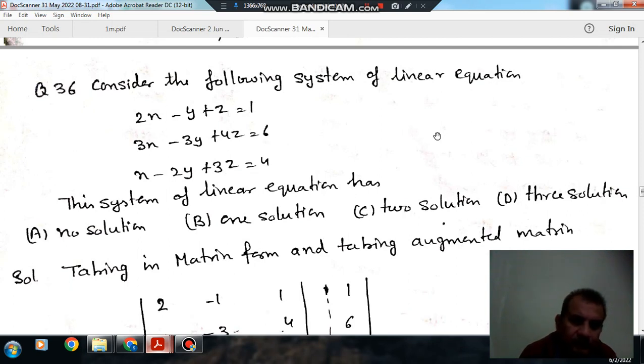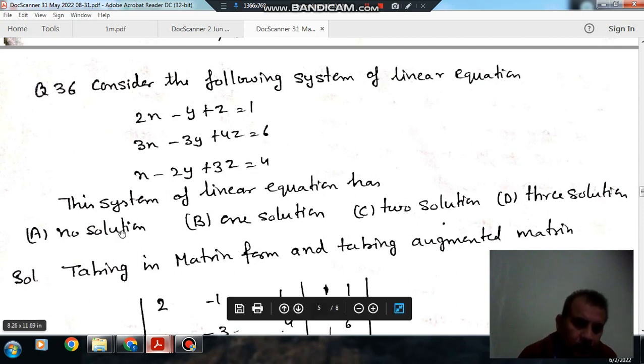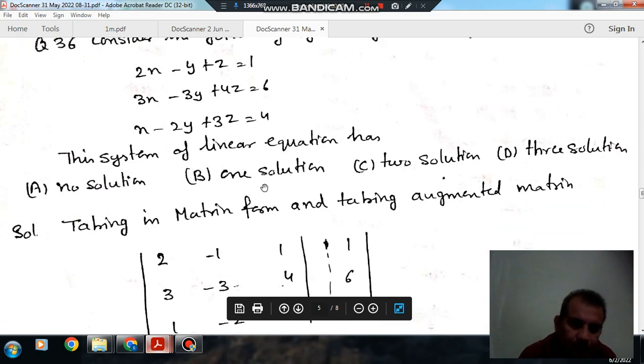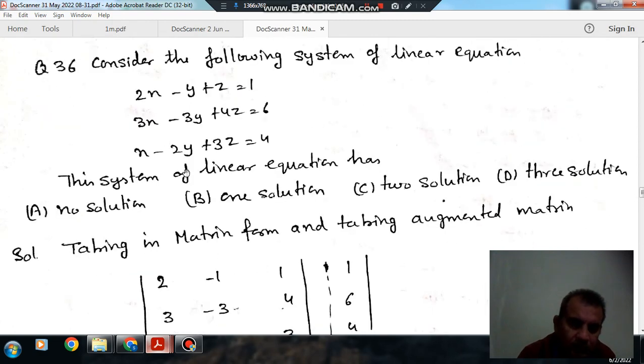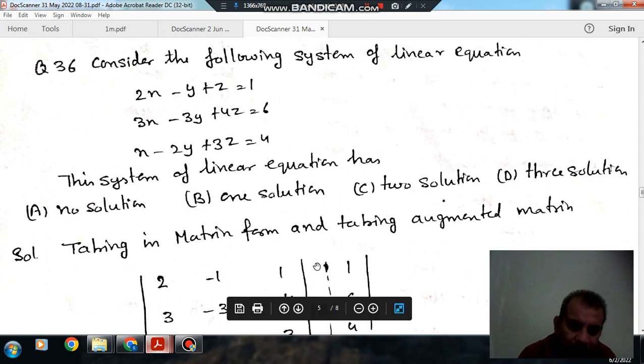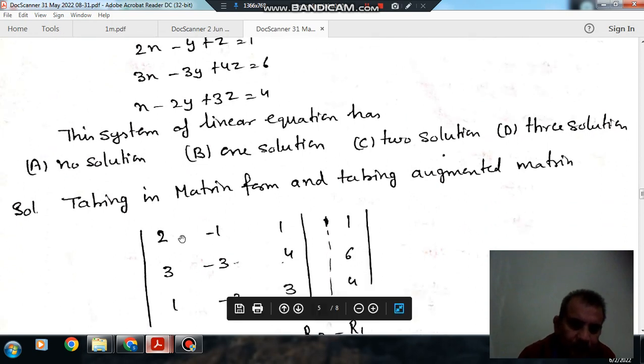Question number 36: consider the following system of linear equations: 2x minus y plus z is equal to 1, 3x minus 3y plus 4z is equal to 6, x minus 2y plus 3z is equal to 4. This system of linear equations has option A, no solution; option B, one solution; option C, two solutions; option D, three solutions.